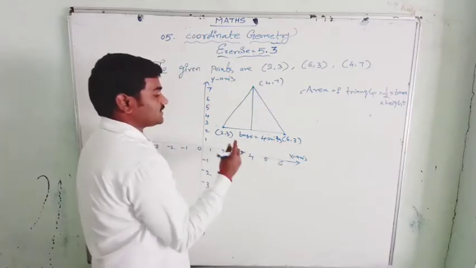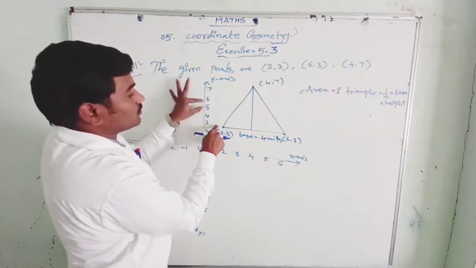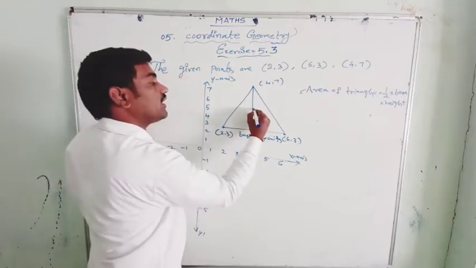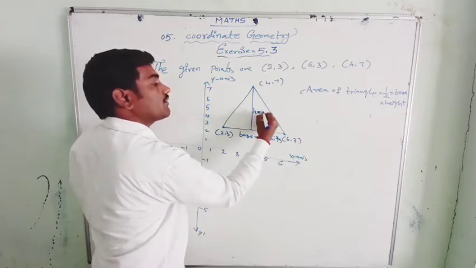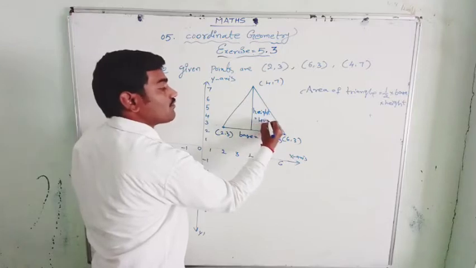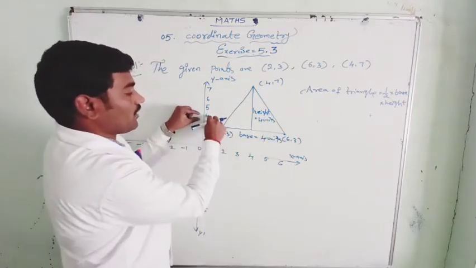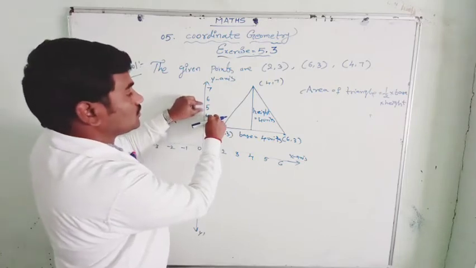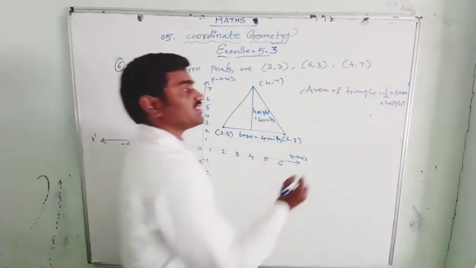Then what will be the height? See, from 3 it starts. 1, 2, 3, 4. And the height h equals what? Height equals again 4 units. Yes, 3 to 4 is 1, 4 to 5 is 2, 5 to 6 is 3, 6 to 7 is 4. So base and height are the same.